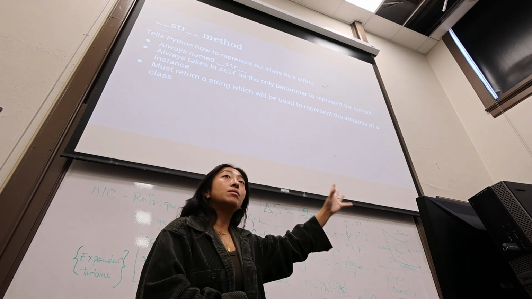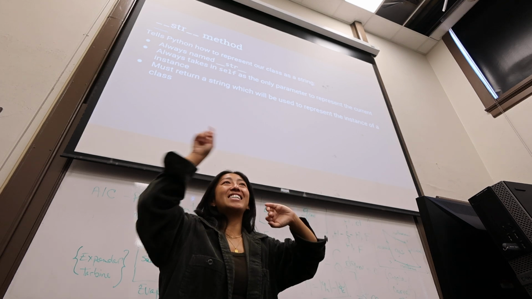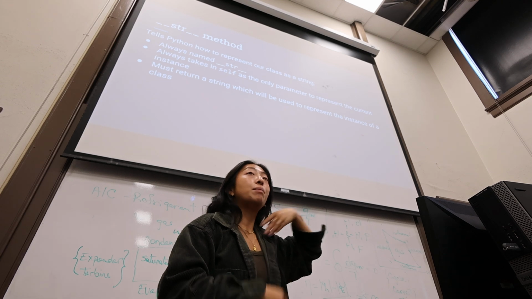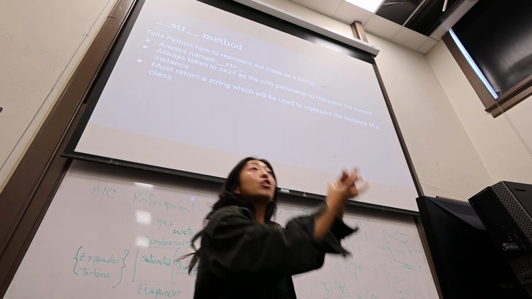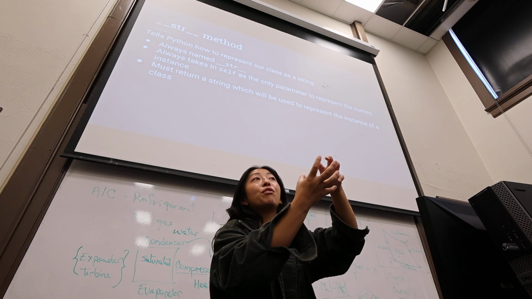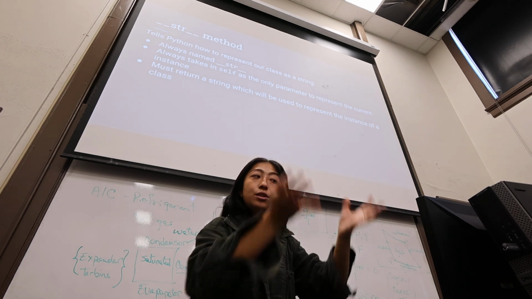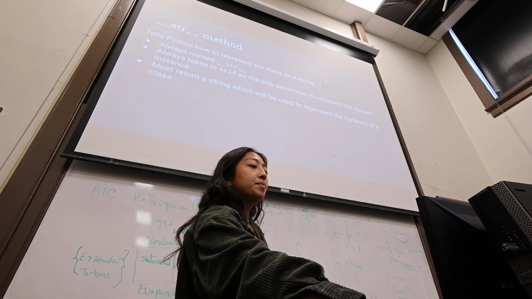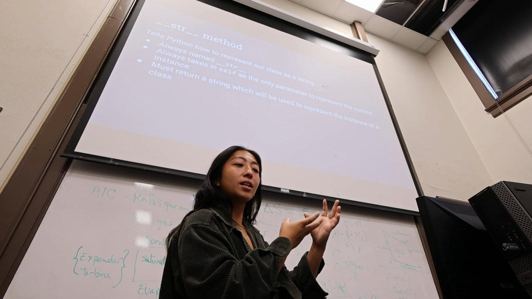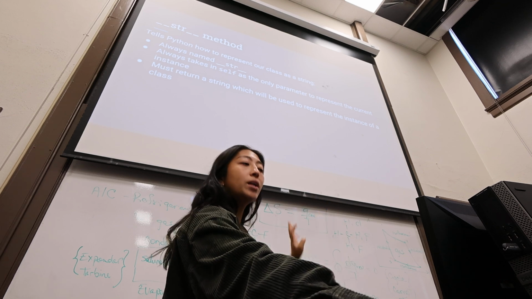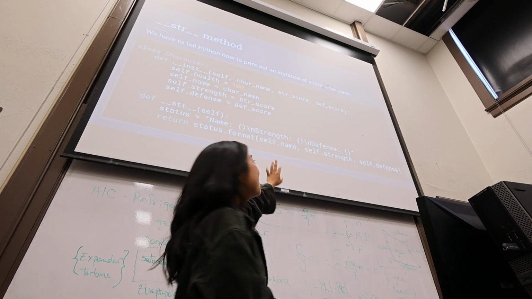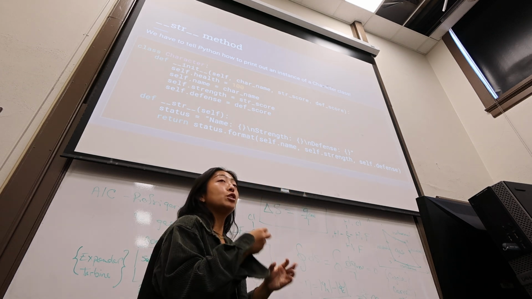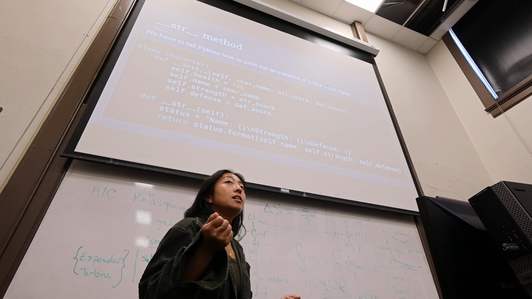So it's always named underscore underscore str underscore underscore. And it always takes in self as the only parameter to represent that current instance. So when you print that current instance, it will take in that self and then print whatever you define it to, and it has to return a string. However you want that string to look to represent your class. This will make more sense when we see an example. Basically we have to tell Python exactly how to print out an instance of the class.